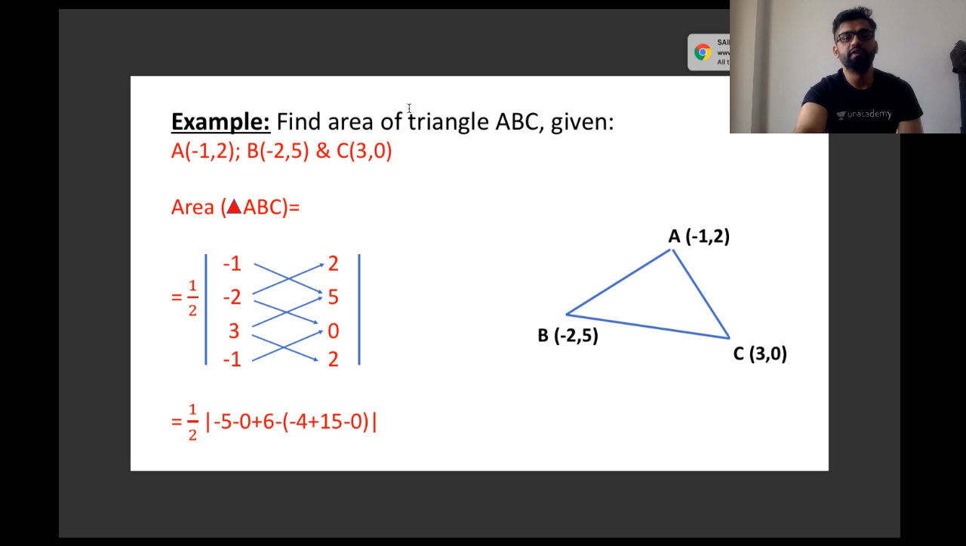Example: find the area of triangle ABC given that the coordinates are minus 1, 2 for A, minus 2, 5 for B, and 3, 0 for C. We'll write down x1, x2, x3 and then x1 again. So minus 1, below it minus 2, below it 3, below it minus 1 again. Then on the right-hand side of this modulus, I'll write down 2, below it 5, below it 0, below it 2 again. Then draw these arrows and use the formula to find the answer.